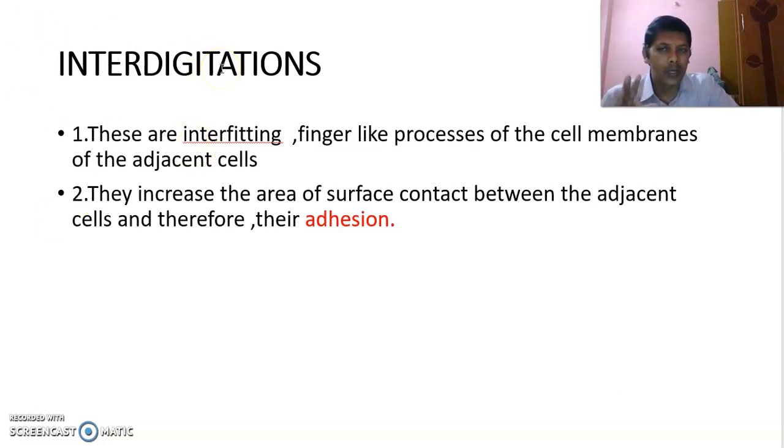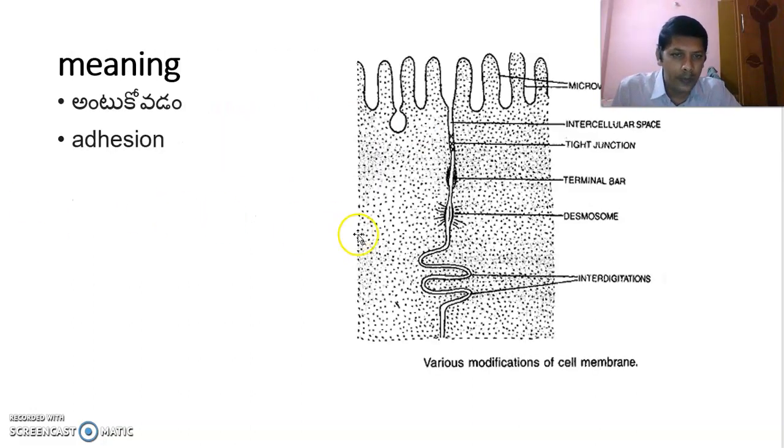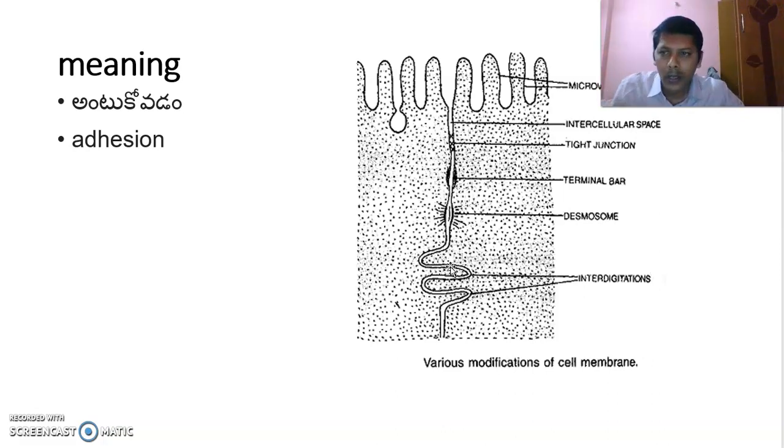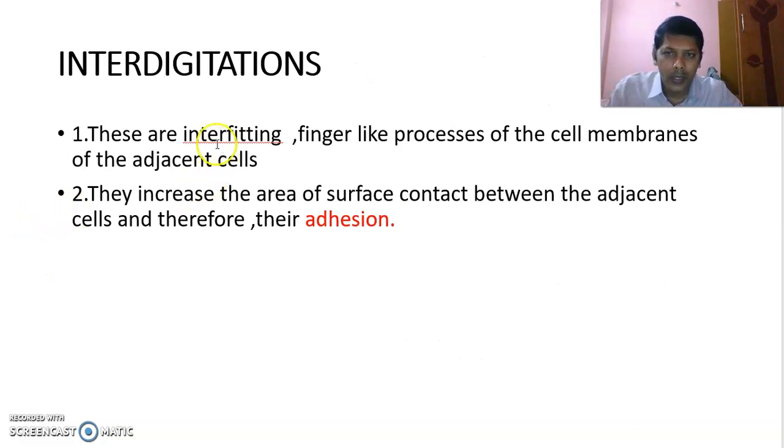It is not given in the textbook. In the textbook, only three are given: gap junctions, adhering junctions, and desmosomes. These are interfitting finger-like processes. I will show you. This is one cell, this cell has processes, and this is another cell, it has processes. This is called interdigitation. Interdigitations are the interfitting finger-like processes of the cell membranes of adjacent cells. They increase the area of surface contact between the adjacent cells. Therefore, there will be strong adhesion between the two cells.